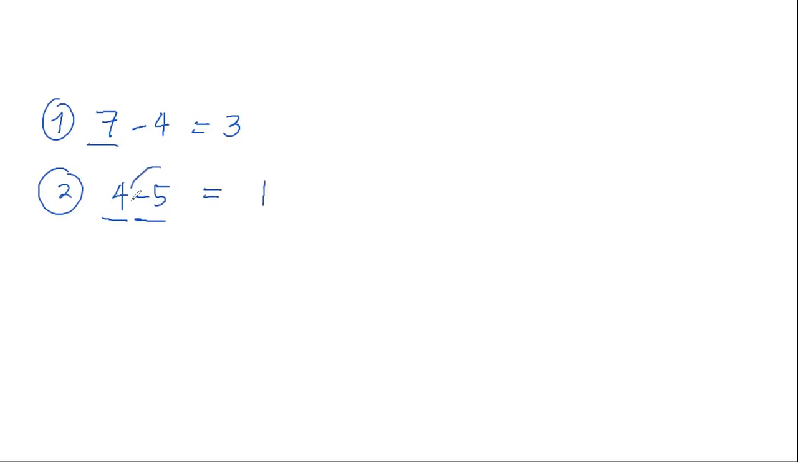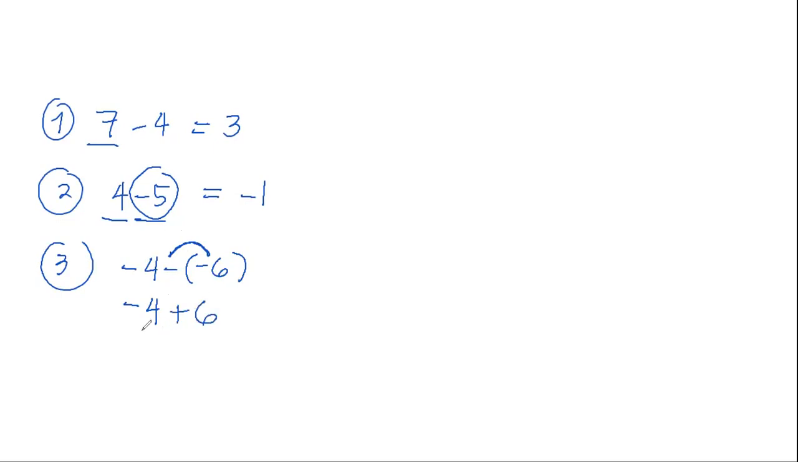But the sign of the greater number is negative. So the answer is negative 1. Let's have number 3. Negative 4 minus negative 6. The negative and negative go near to each other, so we change the sign. We copy negative 4. Negative times negative is positive 6.